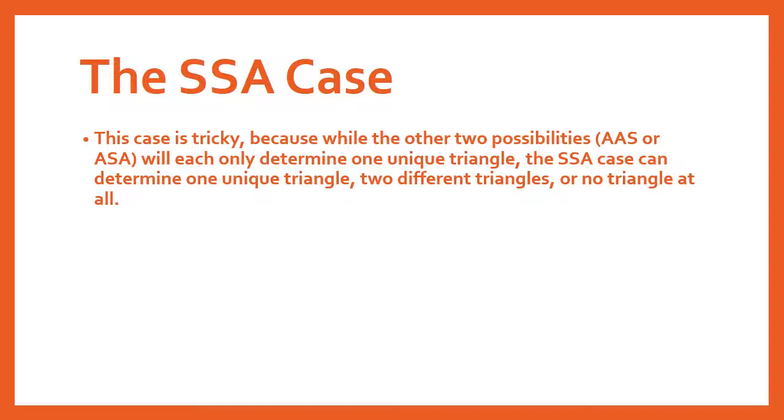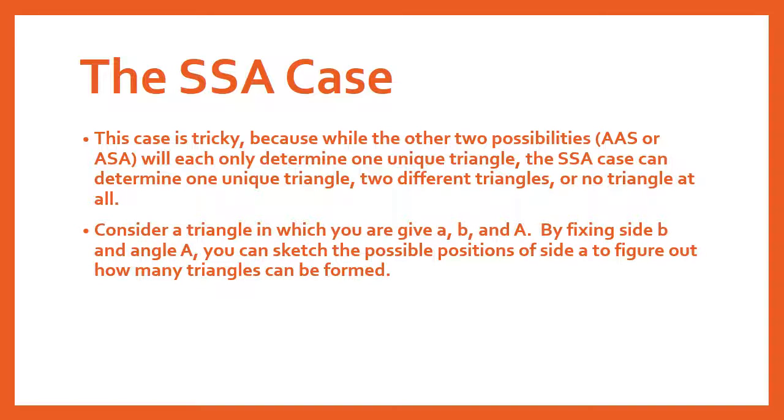Okay, now the side-side-angle case is tricky. In fact, it's called the ambiguous case, ambiguous meaning not clear, because there are possibly one, two, or no triangles formed with the measurements they gave you. You might be wondering, well, how is this possible? Well, consider a triangle where you're given side a, side b, and angle A. We're going to look at the different possibilities.